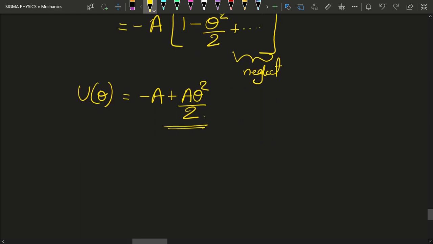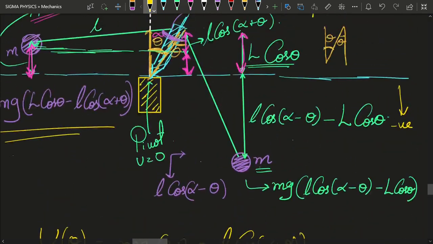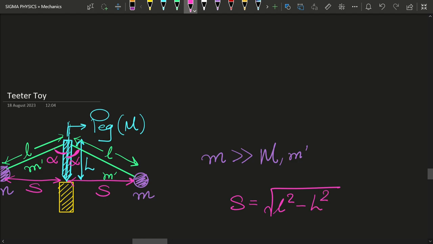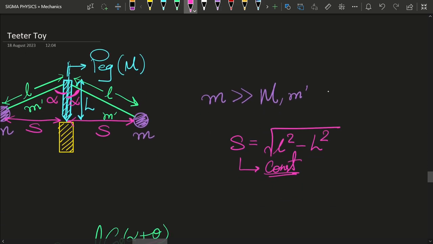And next thing that we need to find is the kinetic energy of the teeter toy if you want to find out its time period. To find the kinetic energy, what I'm going to do is say that this distance of the mass from the pivot is equal to s. I am just going to say that, where s, as you can easily see, is equal to under root of l squared minus l squared. And as you can easily see, this is constant. And that is the reason why I'm just calling it S. I do not want to write L squared minus L squared again and again.